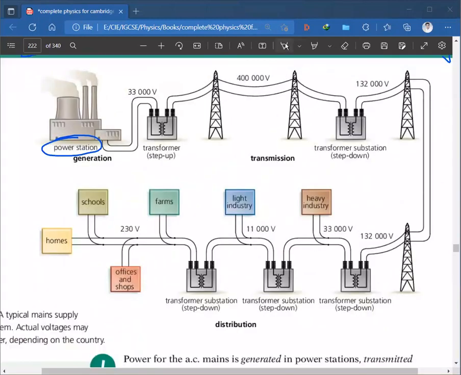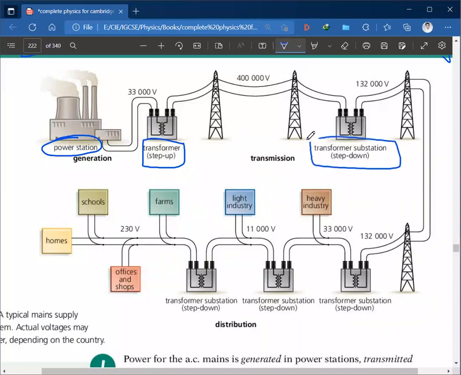Now, if you look over here, you have the power station. Now, Ayan, read what we have here. Power station, transformer step up, then step down transformer, substation, step down, and then this goes on till, what is over here? Transformer substation, step down.